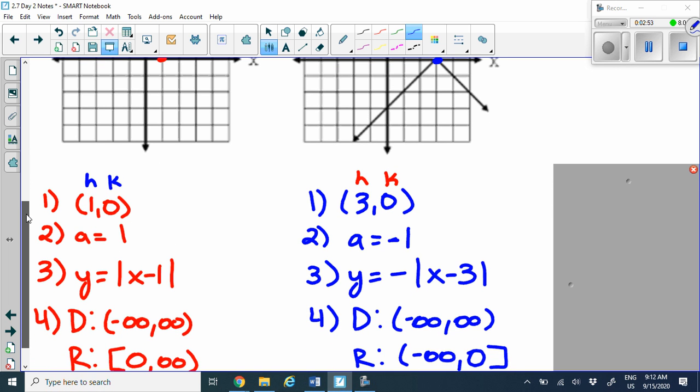Once again, domain should be exactly the same, negative infinity to positive infinity. And in this case, we go from negative infinity to 0. So 0 is our highest value. And since we're opening down, we go to negative infinity. Do not forget to write your range from smallest to largest. Negative infinity is smaller, 0 is going to be the largest. Okay, let's go ahead and try the next 2 examples.